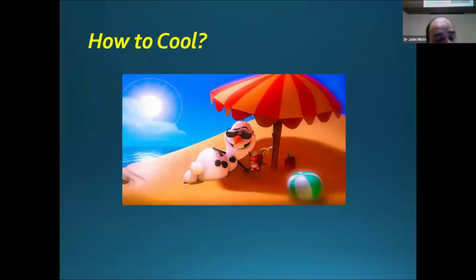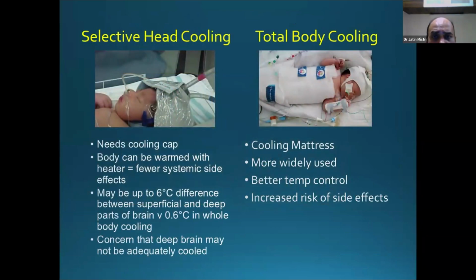So how do we cool? We talked about the evidence. For cooling, we have heard about selective head cooling and total body cooling. Which do we go for? When the trials began, they started with head cooling. As I showed in the picture, there was a cooling cap and the body was being warmed with a heater, so there were fewer side effects of cooling. But there was a significant difference, maybe up to 6 degrees, between the superficial and the deeper part of the brain, compared to a 0.6 degree difference with whole body cooling. So it is quite significant, and concerns were raised that the deeper brain may not be adequately cooled with this method.